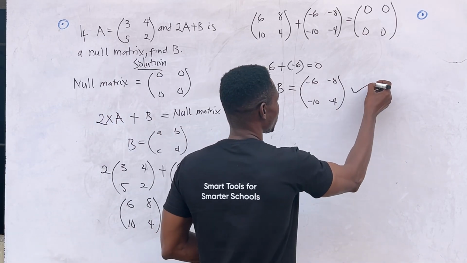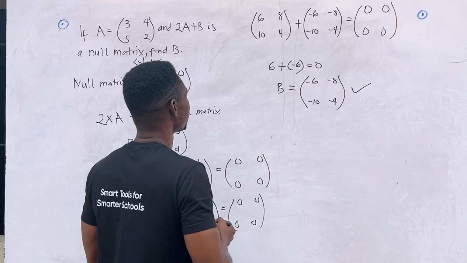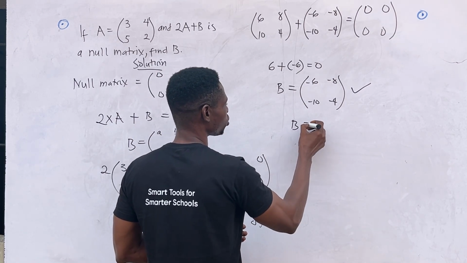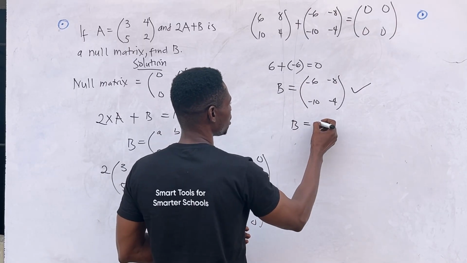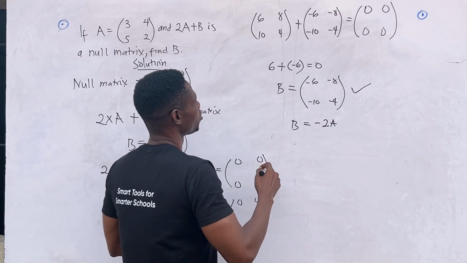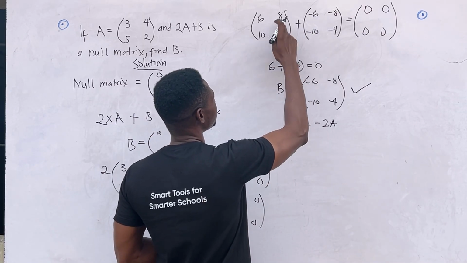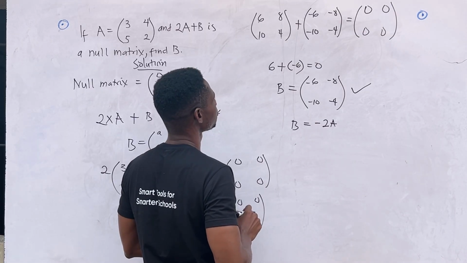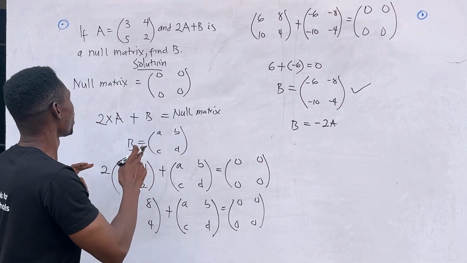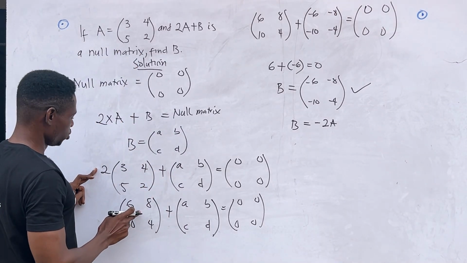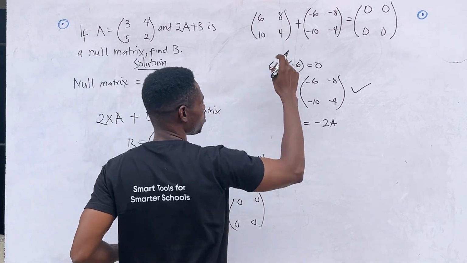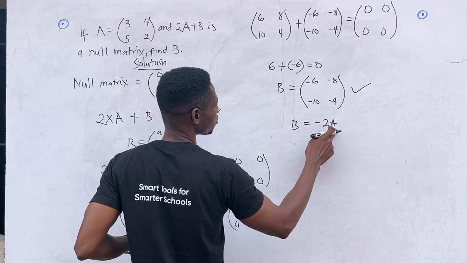I think this is our answer, but we can relate things. So this B, by implication, is equal to minus 2A. Because B and 2A should be exactly the same except for the minus sign. Sorry, B and 2A. This is 2A, not A. Remember, this is our A. We multiplied A by 2 to have this, which is our 2A. So it means that B is equal to minus 2A.